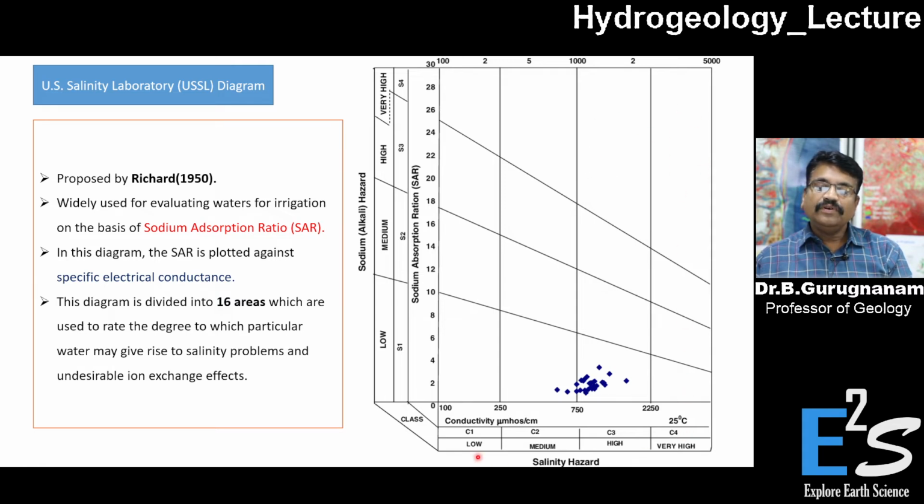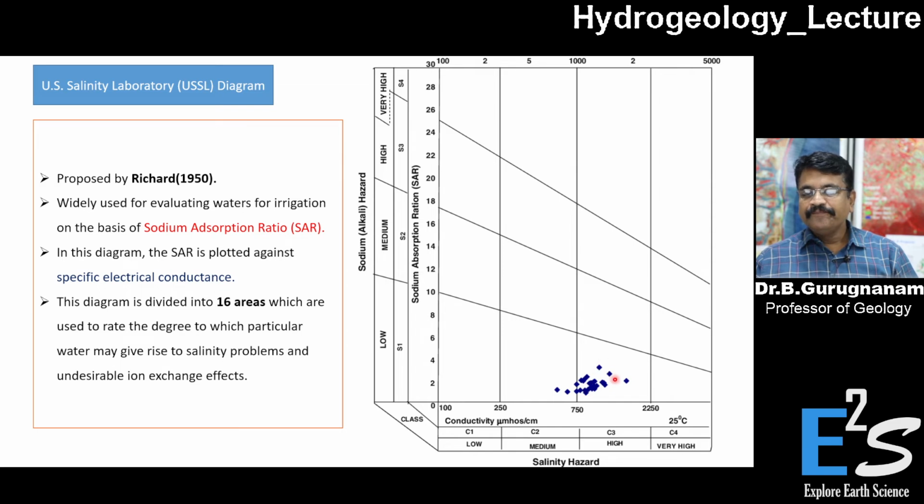Now you will have to say, suppose your sample falls here: low conductivity and low sodium hazard. Suppose your sample falls here: high conductivity and high sodium hazard. Suppose my sample falls here: medium conductivity and high sodium hazard. Like that, you will have to see the bottom row representing the conductivity level, and similarly on the left side the sodium hazard level is represented. So you will have to relate this, and then find out where your sample falls.